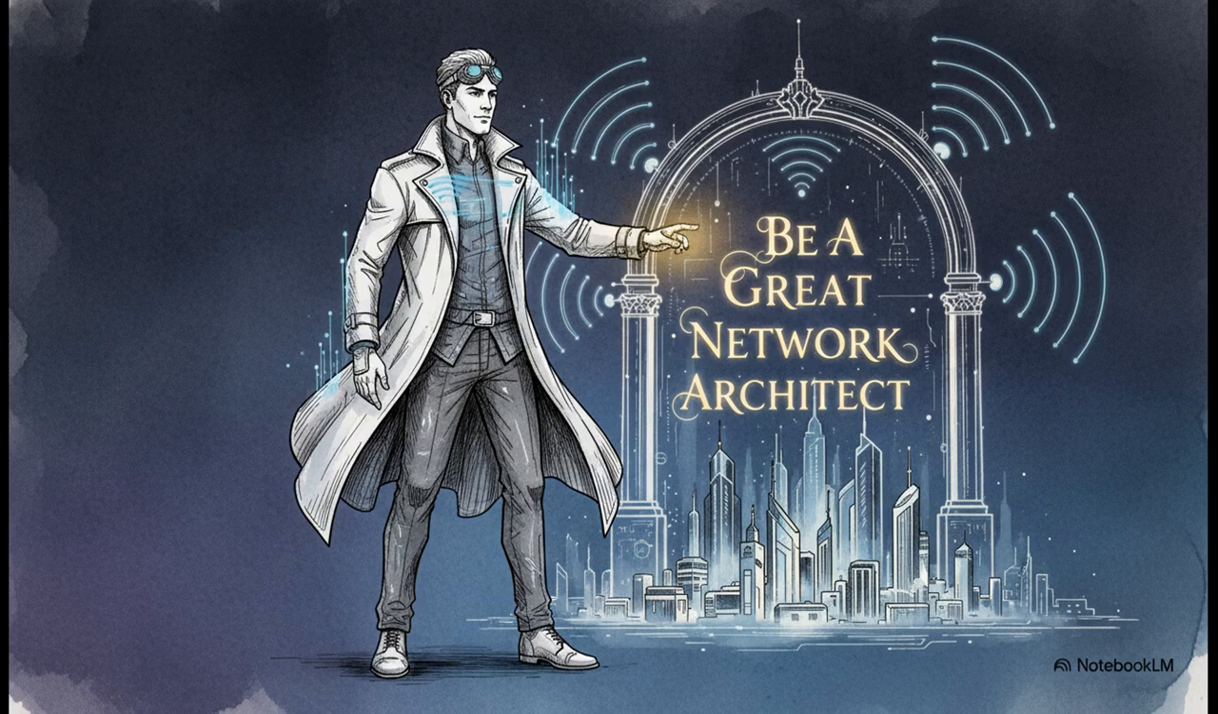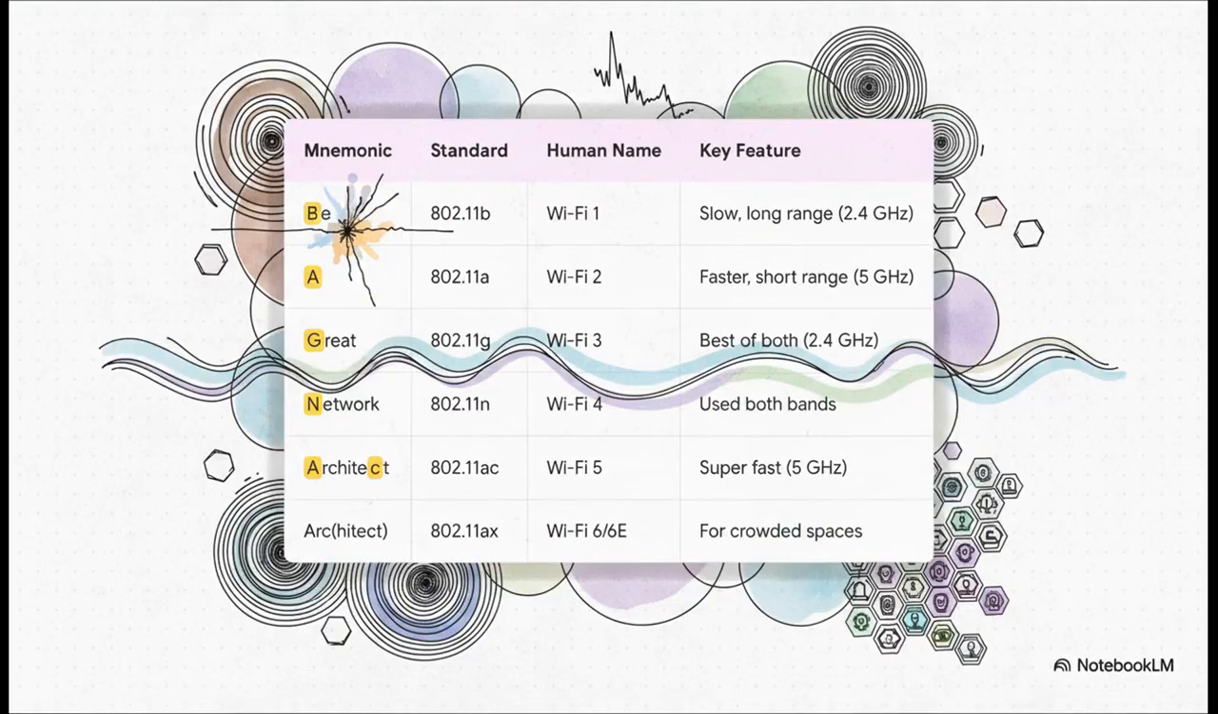Be a great network architect. Let's break it down. B is for 802.11b, the original, slow, but it went pretty far. A was faster but had short range. Great is for G, which was the best of both worlds at the time. Network is for N, the first really modern Wi-Fi that used both radio bands. Architect is for AC, or Wi-Fi 5, which is what most of us use right now. And the newest one, AX, or Wi-Fi 6, is designed for really crowded places with tons of devices. See? Linking each letter to a standard makes recalling them on the exam so much easier.